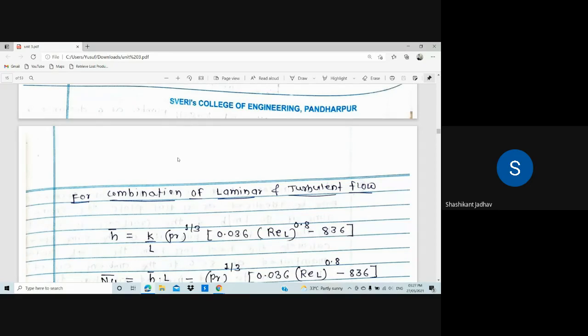Then next line, write down for combination of laminar and turbulent flow. In some cases initially there is a laminar flow and after that there is a turbulent flow. So for that we have to use other relations. So for the combination of laminar and turbulent flow, all of you write this down.